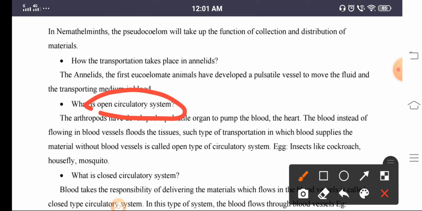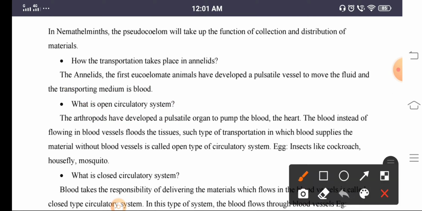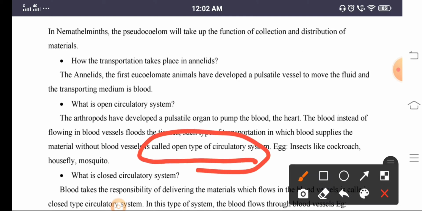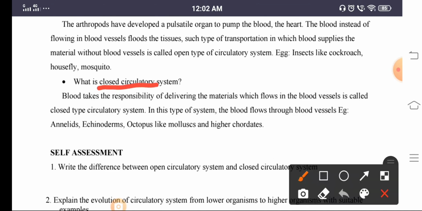So blood flows in the cavities but not in the blood vessels. This type of flow is called an open circulatory system, which we can see in insects, cockroaches and arthropods. The examples already given are cockroach, housefly and mosquito. All insects have an open circulatory system. Keep this in mind. Next, another question: what is a closed circulatory system?